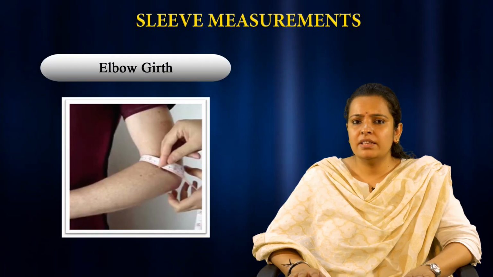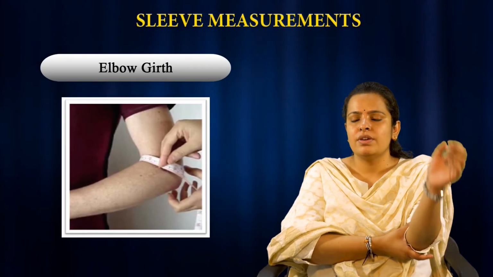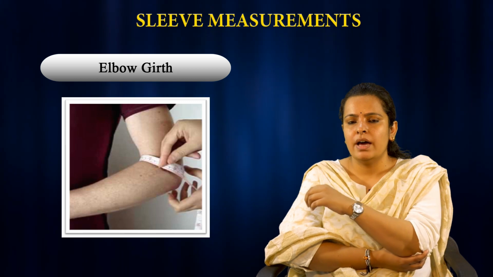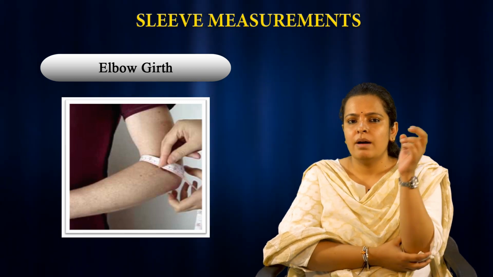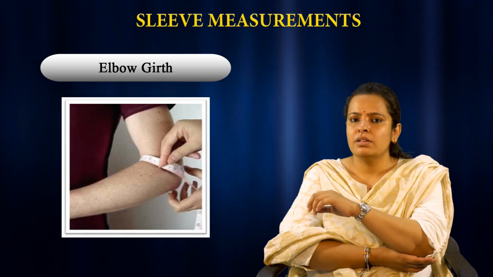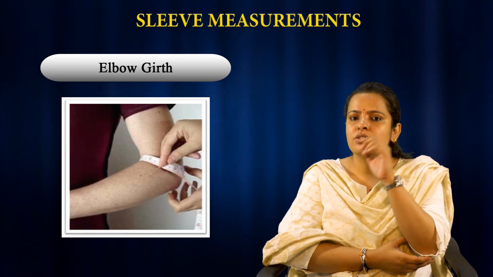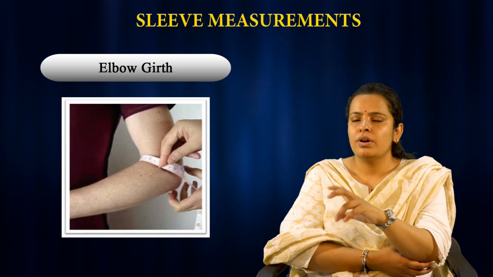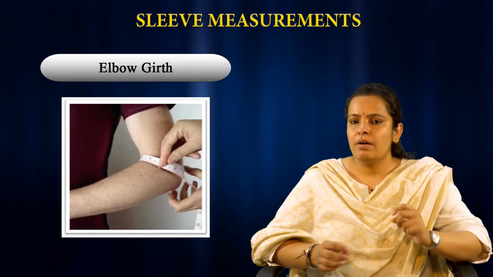So this is how sleeve measurement is taken. Then for the sleeve, we also take the elbow girth. If we are wearing a shirt, or preparing a garment with a fitted sleeve, we take the girth, or circumference, of the elbow also, for easy movement of our hand.